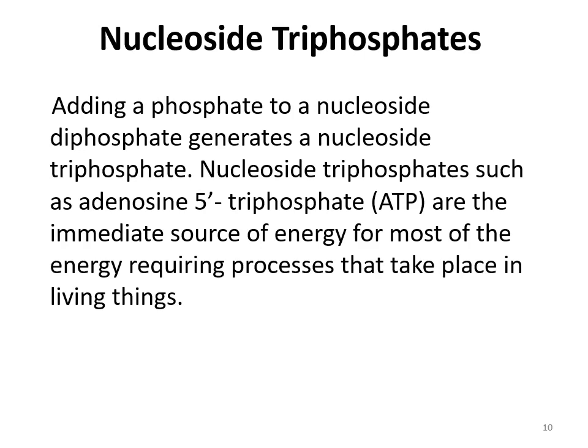So nucleoside triphosphates such as adenosine 5' triphosphate, which is also called ATP and is used in almost every cycle where energy is required, are the immediate source of energy for most of the energy requiring processes that take place in living things. So this is very important. Adding phosphates to a nucleotide is also important: besides the DNA structure, these are energy sources as well.